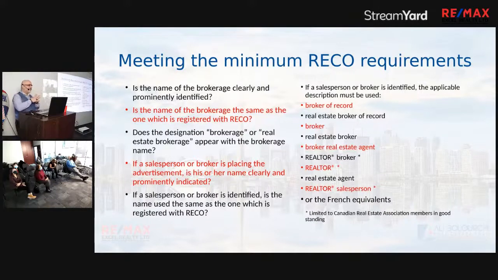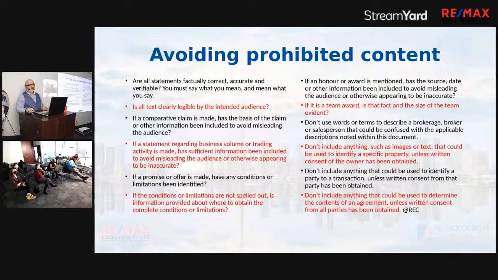Nowadays, you can put Realtor only with the R if you are, which you are, a member of the CREA in good standing. Okay? So if you want to just use Realtor, you have to use the registered trademark beside it and the French equivalents. So don't forget, RICO knows that in social media you have small space to advertise. They don't push you to just put everything there.